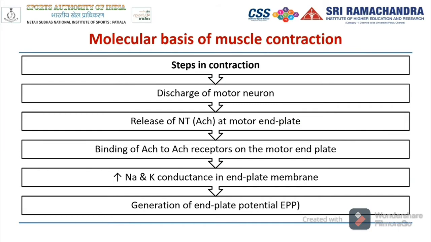So now we are looking at the molecular basis of muscle contraction. We all know that skeletal muscle contraction is produced by the sliding of the myofilaments, actin and myosin. One filament will slide over the other, so this results in the shortening of the skeletal muscle fiber. The steps in the contraction process are: first, when we think of any muscle activity, the thought arises in the cerebral cortex. From the cerebral cortex, the impulse is sent through the spinal cord to the respective muscle.